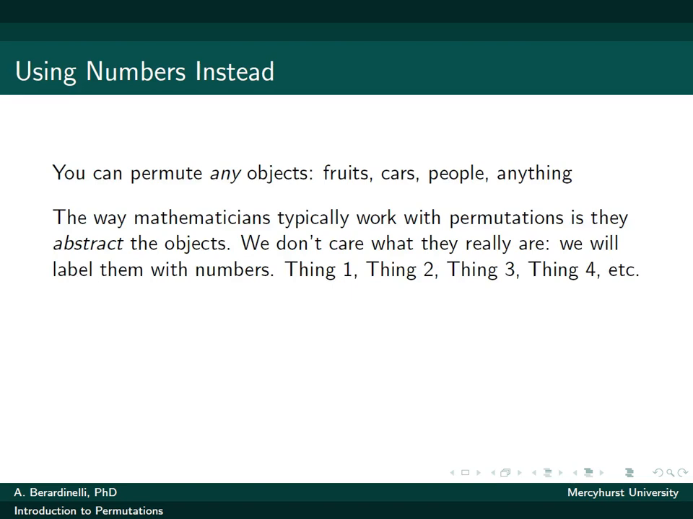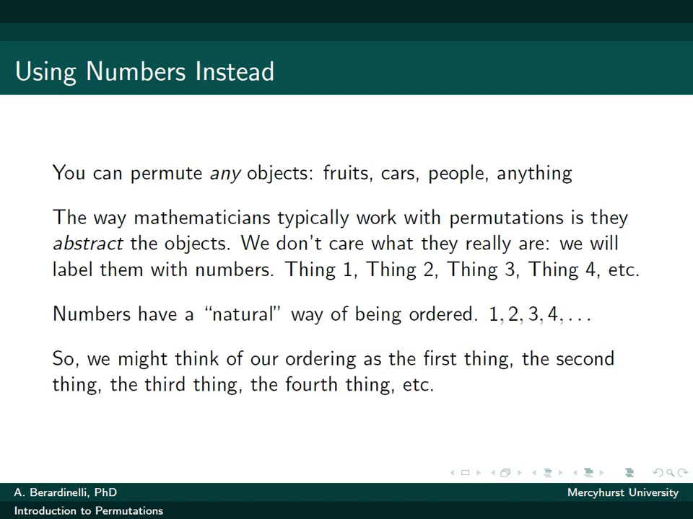In preparing for our next notation for permutations, we're going to do an abstraction first where we just think about numbers. So we could have fruits, cars, people, really any objects that you want to permute or reorder. But what we're going to do is abstract them by numbering them. So instead of thinking about apple, banana, pear, grape, we'll think about thing number 1, thing number 2, thing number 3. And one helpful reason we might do this is that numbers have a natural order. 1, 2, 3, 4. 1 should come first, 2 should come second, and so on.